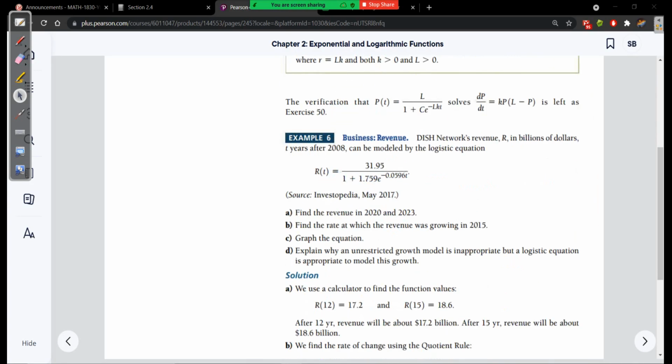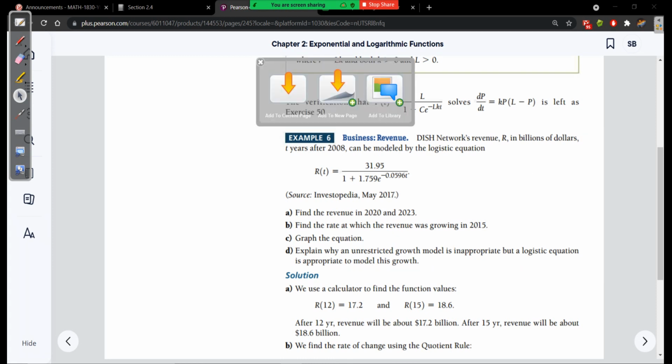So let's put a limited growth model example to the test here. And again, as you can see, it's given to us, so I'm not going to have to snip it over. Alrighty, so example 6, Dish Network's revenue R in billions of dollars, t years after 2008. It can be modeled by the logistic equation given here. So the first example, again, college algebra, nothing extraordinary here.